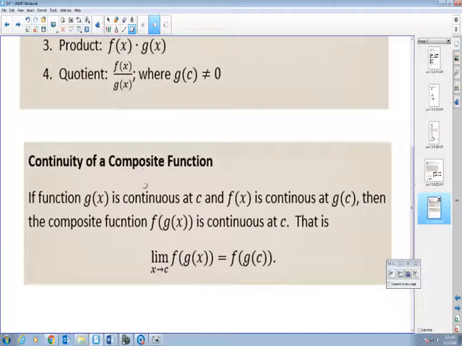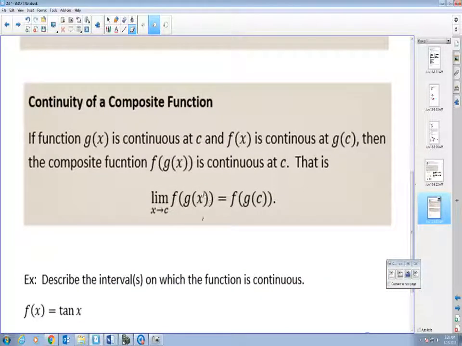Continuity of a composite function. If a function g is continuous at c, and function f is continuous when g is evaluated at c, then my composite function will also be continuous at c.